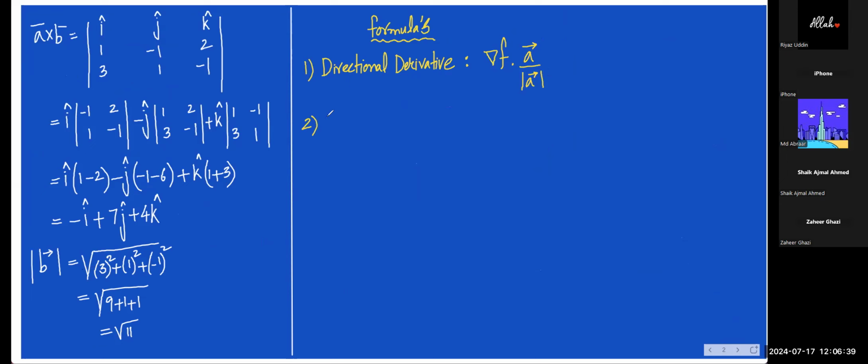Next is the angle between surfaces. If two surfaces are given and we are going to find the angle between them, the formula will be cos theta is equal to del phi 1 dot del phi 2 by their magnitudes. The first surface we take as phi 1 and the second surface as phi 2, and del means I dou by dou x plus j dou by dou y plus k dou by dou z. For phi 1 and phi 2, we have to do the determinants.